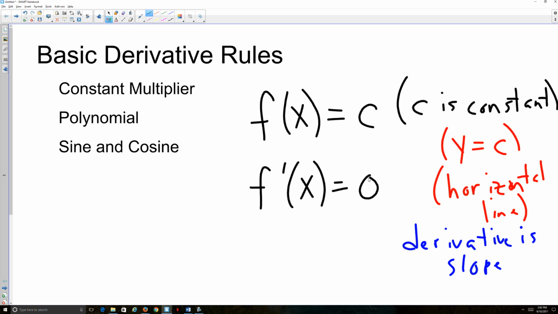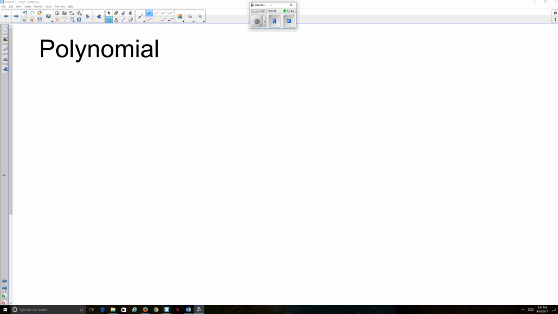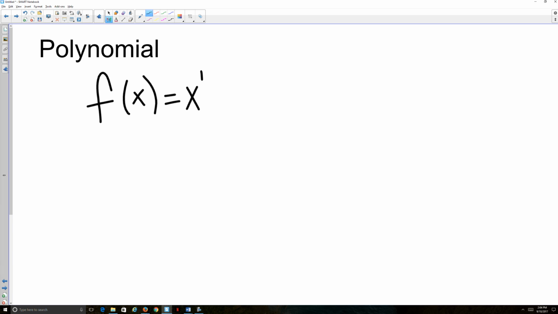So I think I put things out of order here. Let's talk next about a polynomial, and then we'll come to a constant multiplier. All right, so we're going to talk about polynomials. Now, keep in mind, we're just going to look at the basic x to the n power. And if we add things together or subtract them, all this nice stuff is going to work. All right, so let's look at a polynomial.